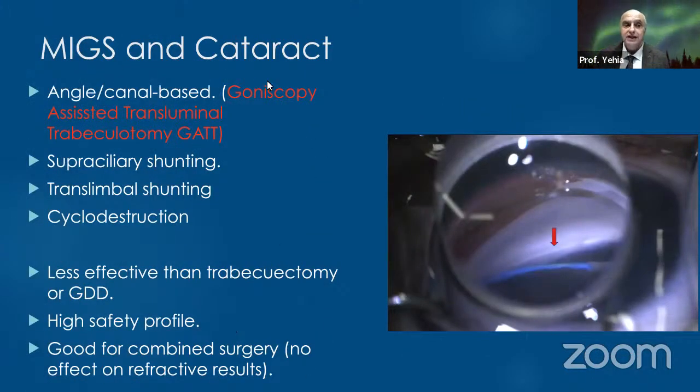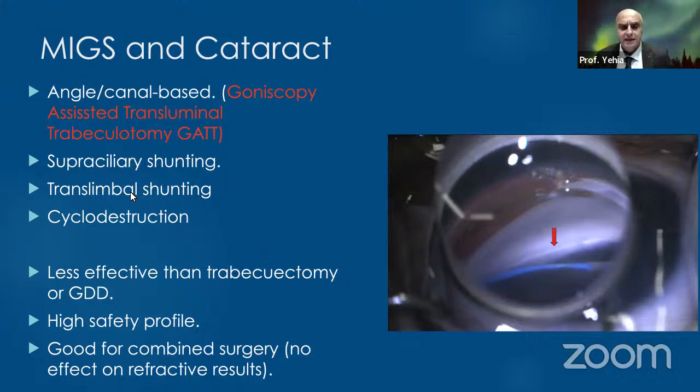Microinvasive glaucoma surgery and cataract: what we are used to doing in our department is the angle canal-based gonioscopy-assisted transluminal trabeculotomy, GAT, because it's a very cheap, fast, inexpensive procedure, and usually efficient. You can do it in open-angle glaucoma and angle-closure glaucoma, although in angle-closure glaucoma it's a little bit debatable, but we are currently working on, or have almost finished, the study of angle-closure phacoemulsification alone versus GAT in angle-closure glaucoma.